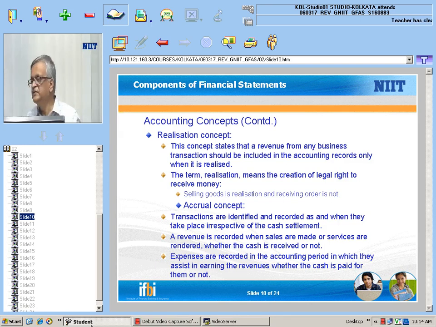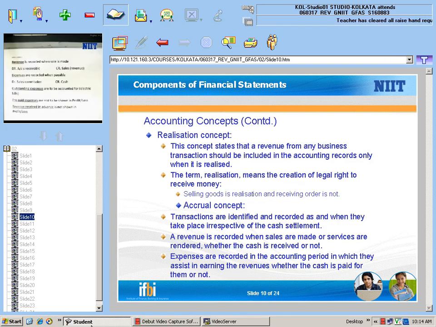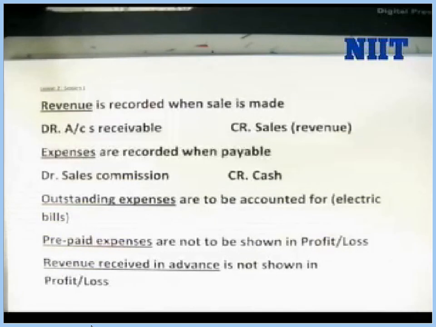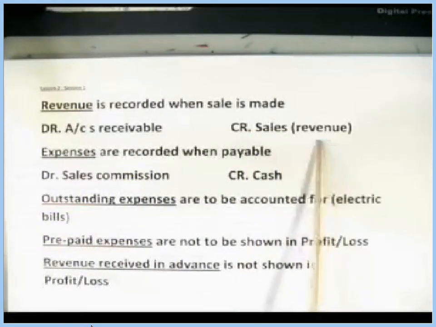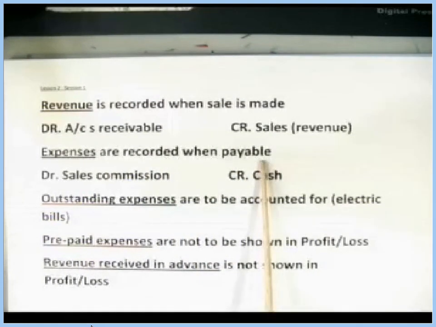Please see the whiteboard. You can see, revenue is recorded when the sale is made. So what do we do? Debit an account which is called accounts receivable, credit sale. This is the revenue. Similarly, expenses are recorded when payable.